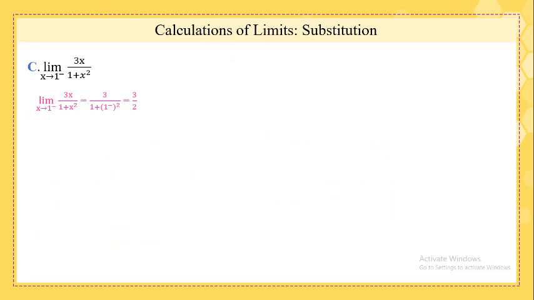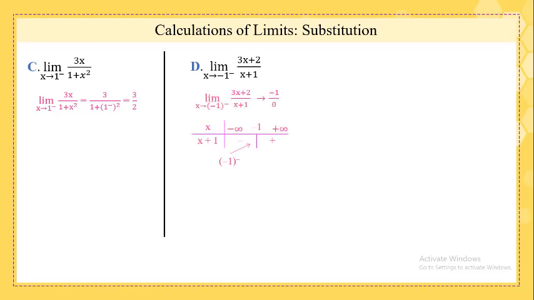Another example. Limit of 3x over 1 plus x squared at 1 minus. Here, we substitute x by 1 minus and the limit exists. Now, the limit of 3x plus 1 over x plus 1 at minus 1 minus. We need to find only the left limit.